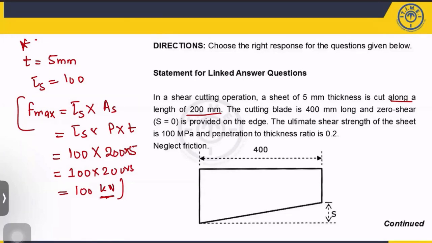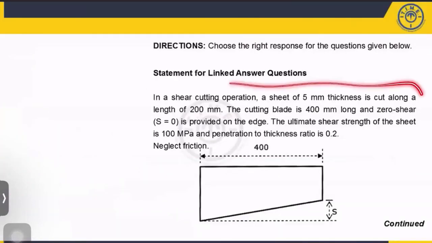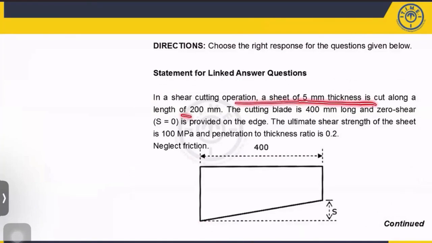Now, once you provide the shear, what is the next thing you have to find out? When you are providing the shear, you have to calculate the force value. So this is the second part. The data is the same: the shear cutting operation, metal sheet thickness, the length is 200 mm, and the cutting blade is 400 mm long. Zero shear is provided. It is a linked type of question.